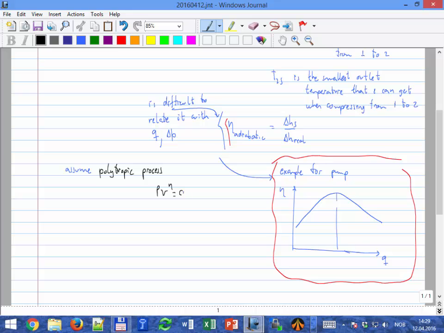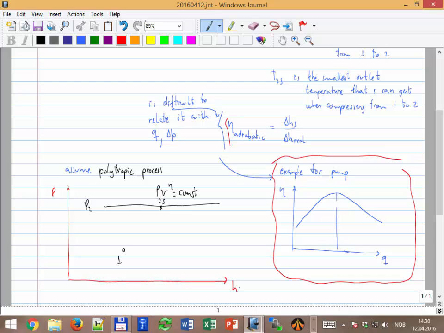PV to the n is equal to a constant, and then the n you adjust depending on the performance of your compressor. If you have a very poor performance, remember that you have 1 here and the pressure 2 is here. If you have a very nice process, here you have 2s, the isentropic path. If we say that this is pressure versus enthalpy, we saw that the isentropic was something like that, but then we might have any other kind of process that does like that, and for each one of them we can find a polytropic coefficient.